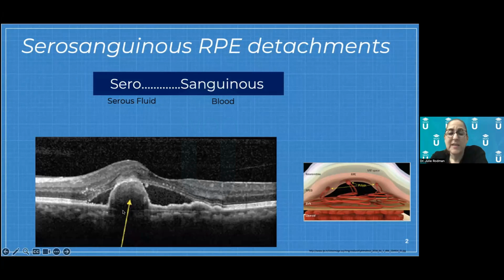Here's a really nice example. Once again, the yellow arrow is pointing to the PED. And what I want you to appreciate is the variability in the reflectivity. The haziness is the blood, and the black part is the serous fluid. Think about, once again, this PED collapsing or breaking over time.